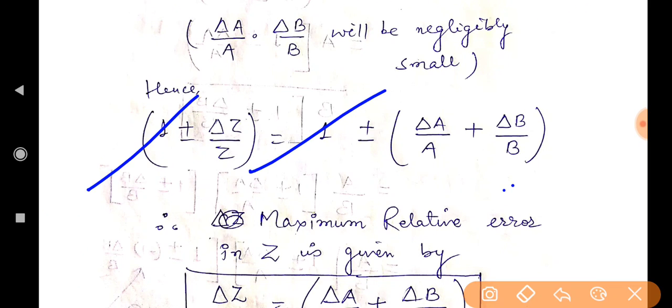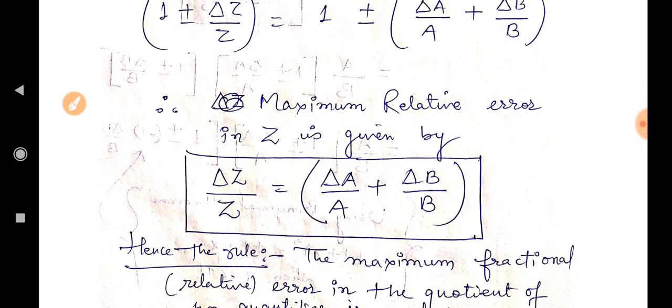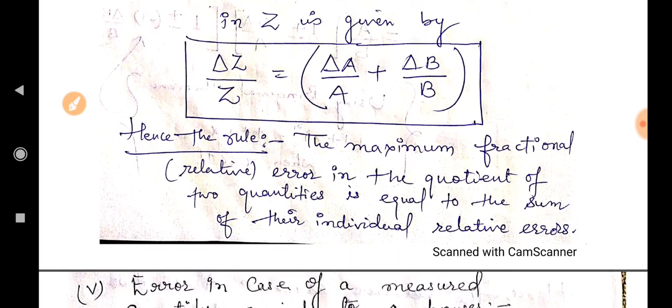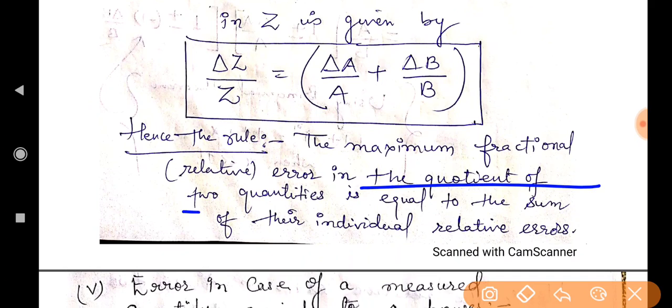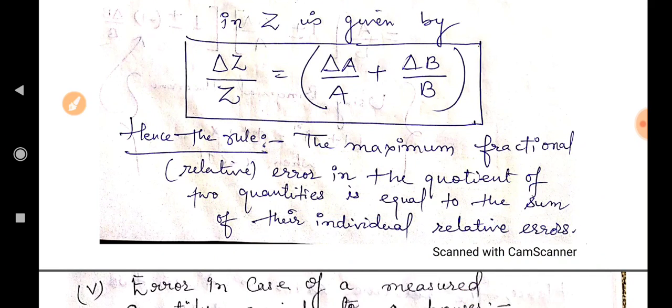1 cancelled out from here, and you will just get maximum relative error in z, delta z by z, equals to delta a by a plus delta b by b. Hence the rule for the quotient is: the maximum fractional error in the quotient of two quantities is equal to the sum of their individual relative errors.